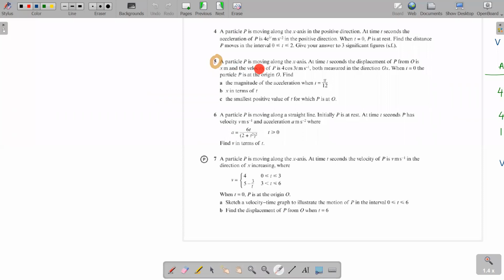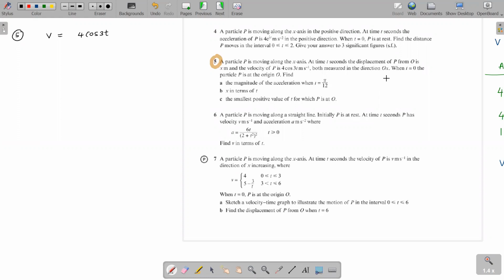A particle P is moving along the x-axis. At time t seconds, the displacement of P from O is x meters and the velocity of P is 4 cos 3t. What have they given you? They have given you velocity as a function of time. In question number 5, velocity is given as 4 cos 3t meters per second, both measured in the direction OX. OX means it's measured away from the origin.